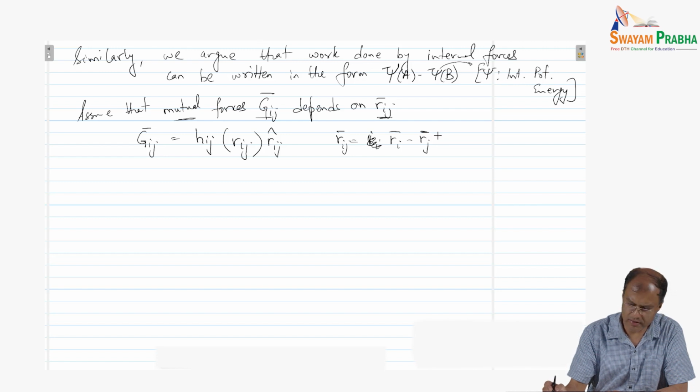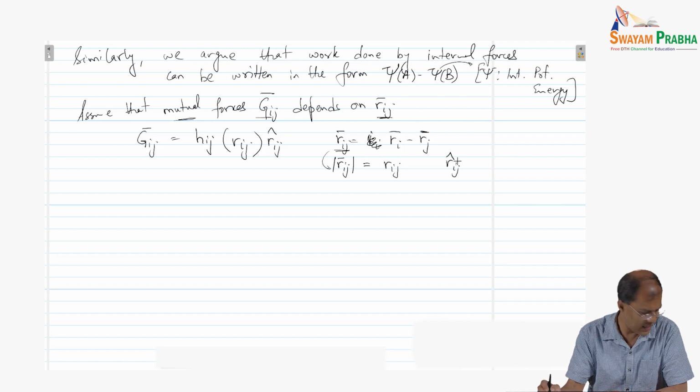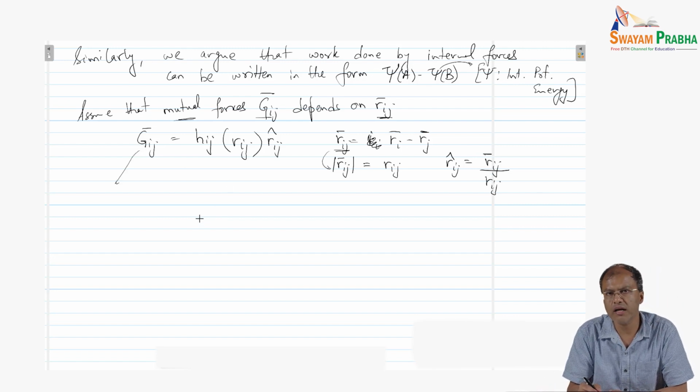Okay, so then rij is my displacement. I can write down the corresponding scalar quantity to the displacement as rij. And we have that rij hat, which is the unit vector along the displacement, is given by the vector rij divided by rij. So this is rij bar by rij. Now we want to find the work done by these mutual forces.